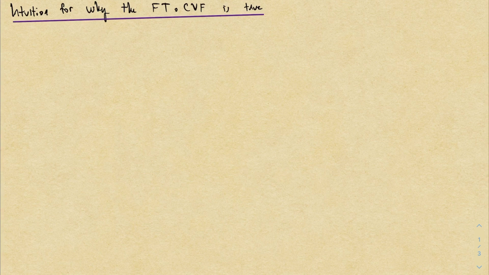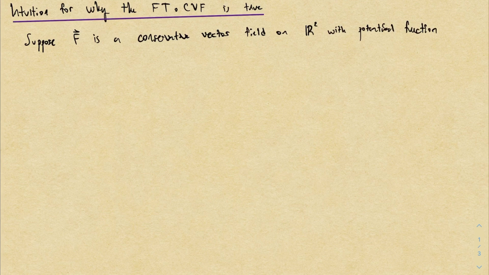So I'm going to describe this when the domain is R2, but the idea generalizes to any dimension. So suppose we have a conservative vector field on R2. Again, what does this mean? This means that the gradient of the potential function is our vector field. I want to give you an interpretation for what the vector line integral is measuring.